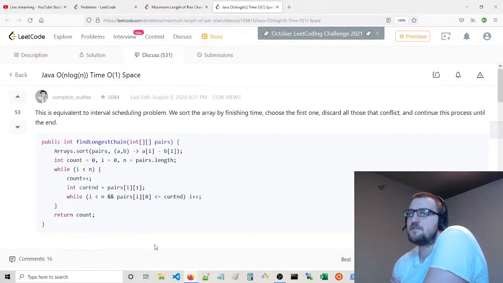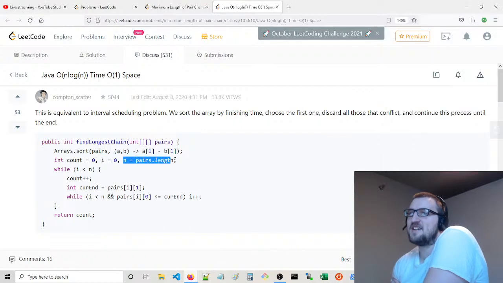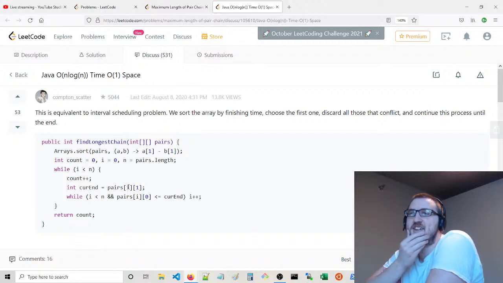You know, I'm so annoyed. I had already solved something like this. I'd already done this. Alright. Okay. Interval scheduling problem. Sort the array by finishing time. Choose the first one. Discard all those that conflict. Continue this process until the end. But why is it linear? Or n log n?